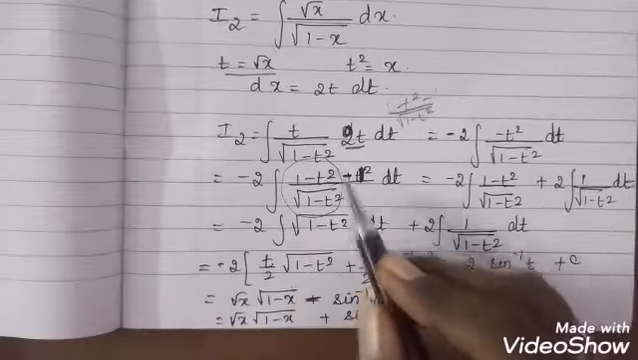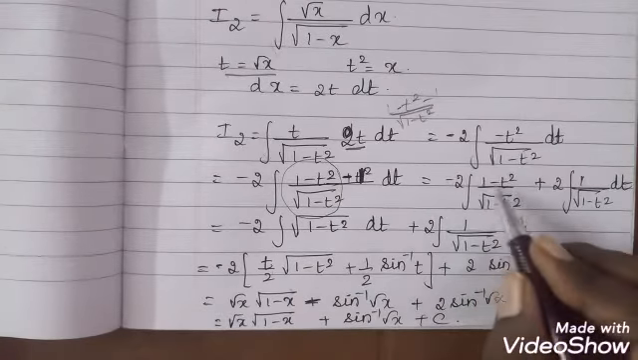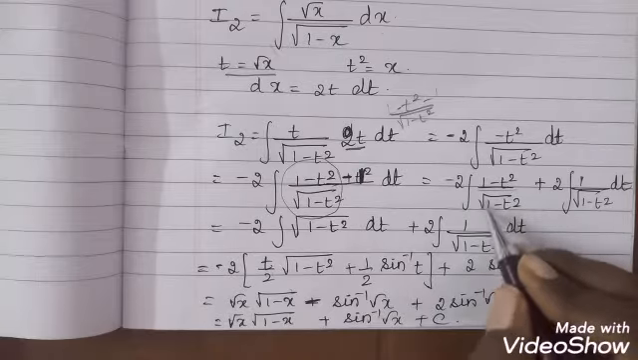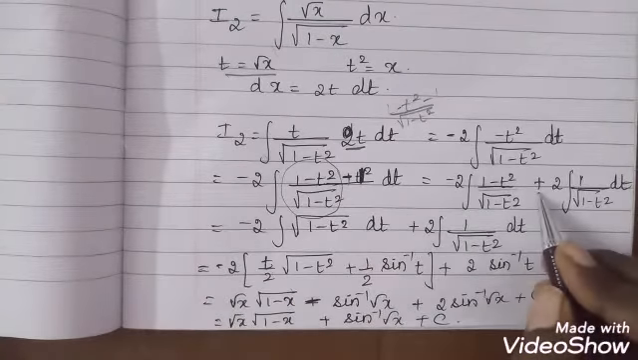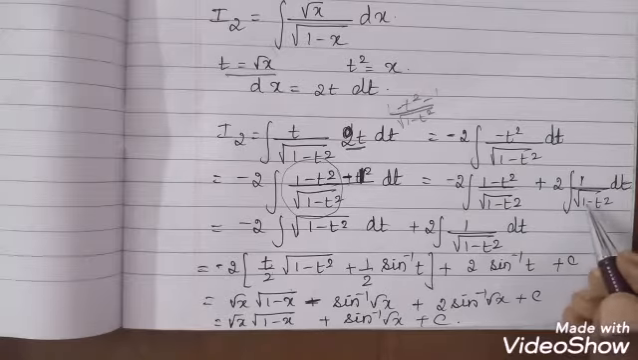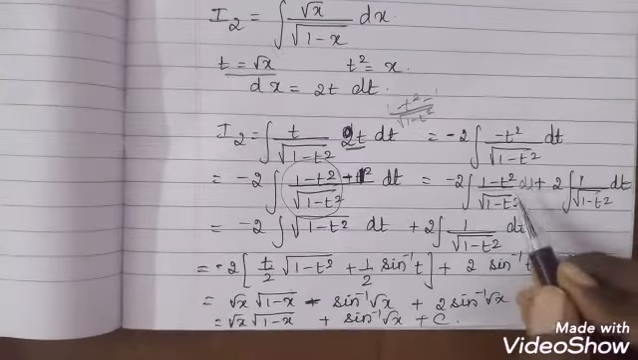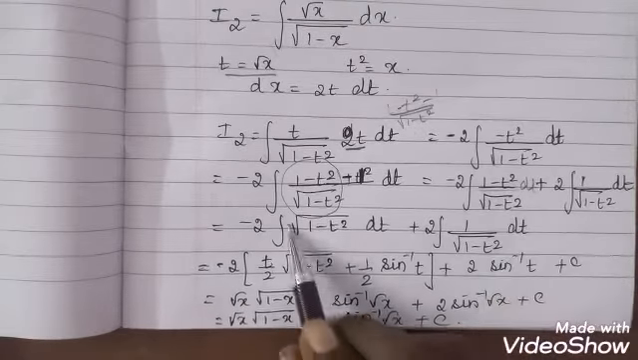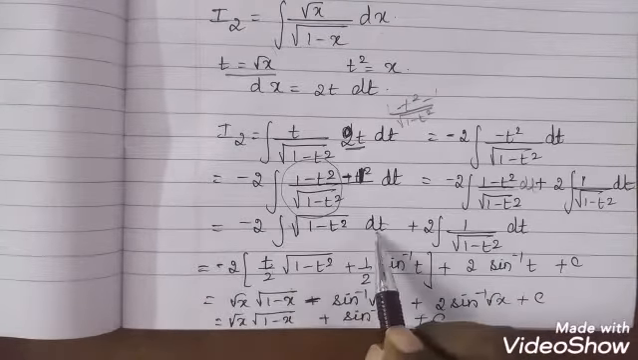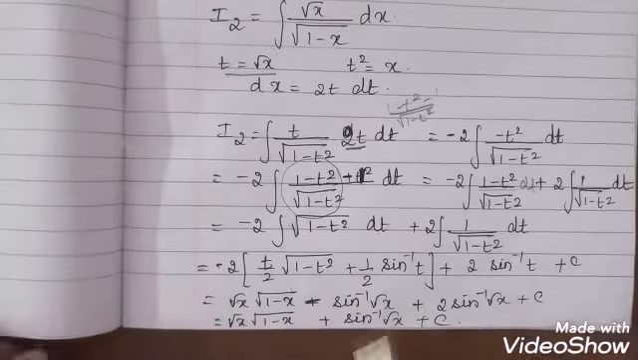So split it as two separate integrals here. Minus 2 integral of 1 minus t squared divided by root of 1 minus t squared. Minus into minus is what? Plus 2 integral of 1 by root of 1 minus t square dt. So when I rationalize this, what will happen here? It's minus 2 integral of the numerator, it becomes square root of 1 minus t square dt, plus 2 into integral of 1 by root of 1 minus t square dt.